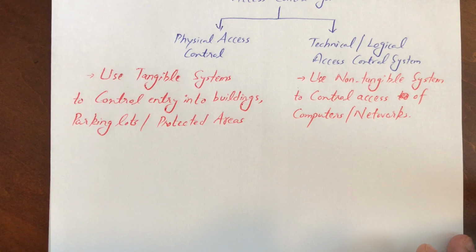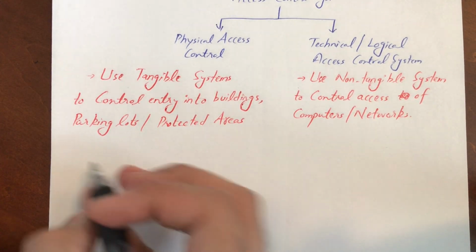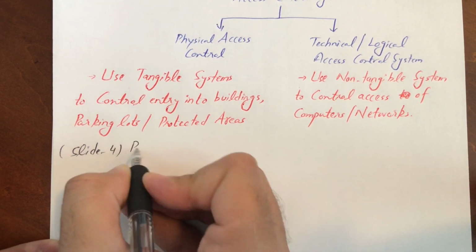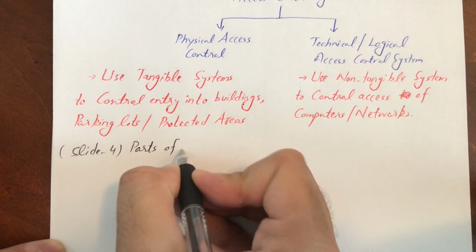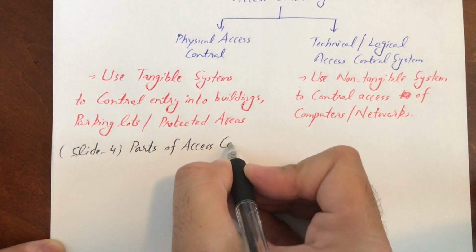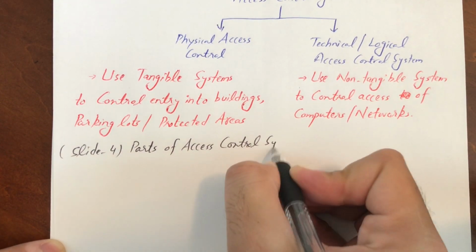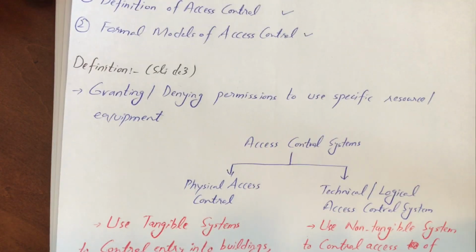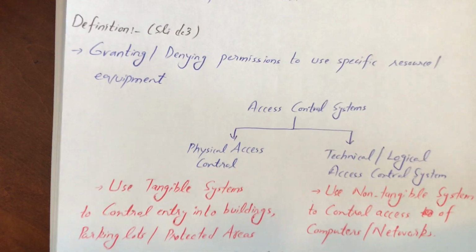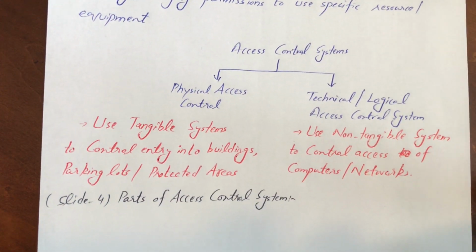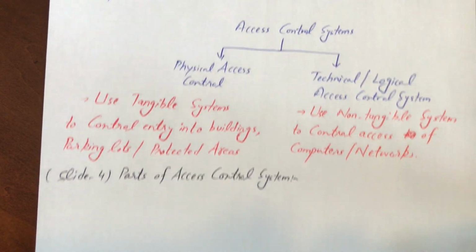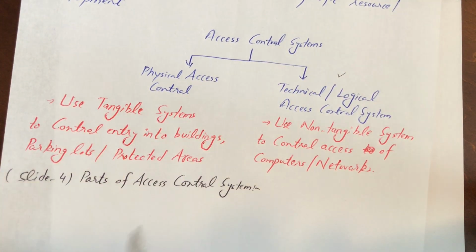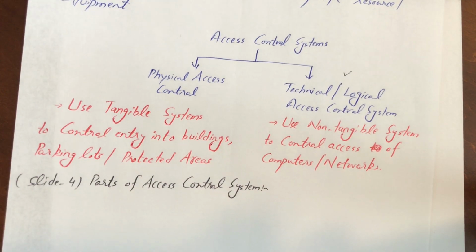Now, I'm basically on slide number 4. On slide number 4, we discuss the different parts of access control systems. Any access control system will have all these four parts that we're going to talk about. What we discussed so far was the definition of access control systems and the two types, physical and technical. We will be talking about logical access control systems. Physical access control is basically the topic of physical security.